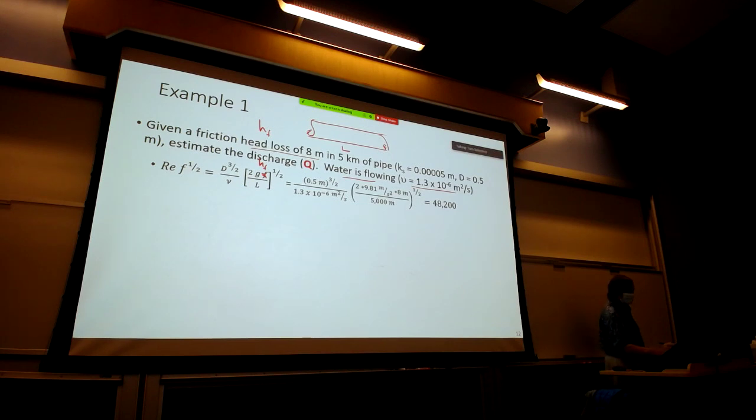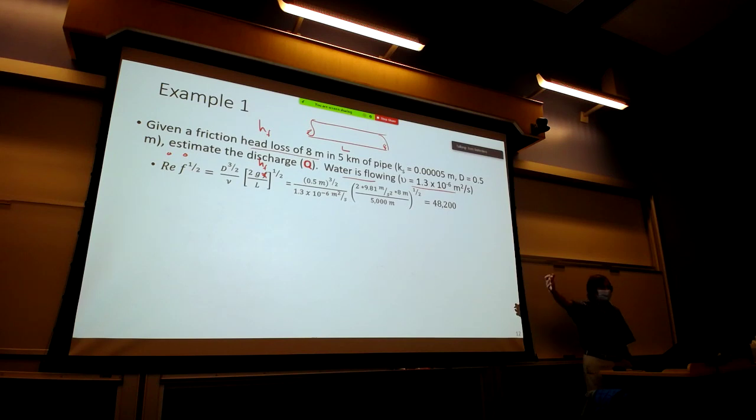So you can see diameter to the 3/2 power divided by the kinematic viscosity times 2 times the acceleration due to gravity times the friction loss of 8 meters divided by the pipe length of 5,000 meters, all to the 1/2 power. You have to remember, Reynolds number is dimensionless. Friction factor, when you put a 0 over the top of it, is dimensionless.